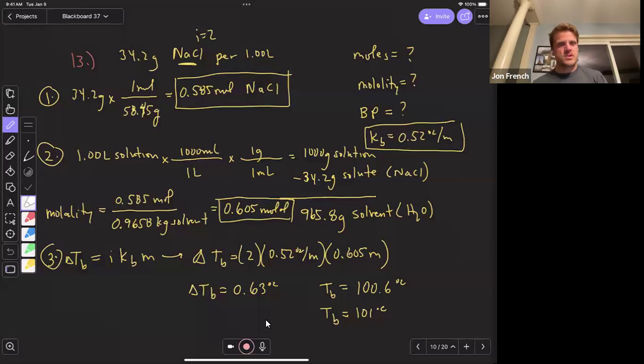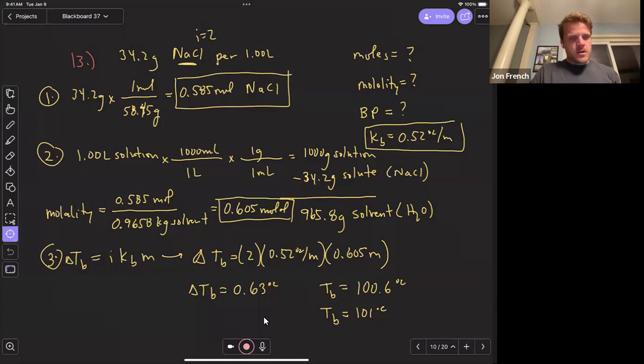All right. Question 13 is very similar, and the same problems that were coming up on Friday were that people were not taking into account that molality is just the mass of the solvent and not the total mass of the solution or the volume of the solution. So for question 13, they tell us the average ocean water contains 34.2 grams of sodium chloride per 1 liter.